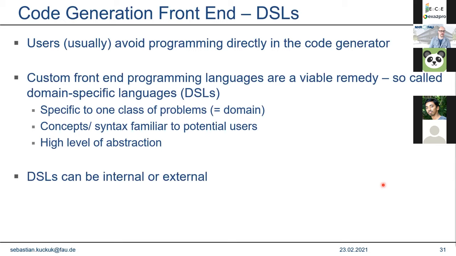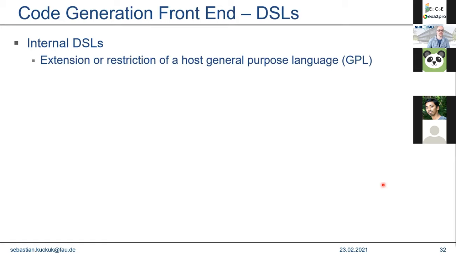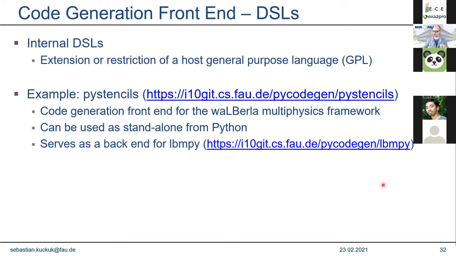So an internal DSL would be an extension or restriction of a host language, a GPL usually. And one example you will also see in the next talk and can get your hands on is pystencils, which is sort of the solution for our internal framework. A framework that we've been developing, as said before, also faced the challenge of the three Ps. And what we went for is using a code generation tool in Python that generates kernels for that framework. Nevertheless, this tool can also be used standalone, so without the framework as a backend, just generating C++, CUDA, or Python code. And if it is Python code, of course, it can also be executed from Python directly.